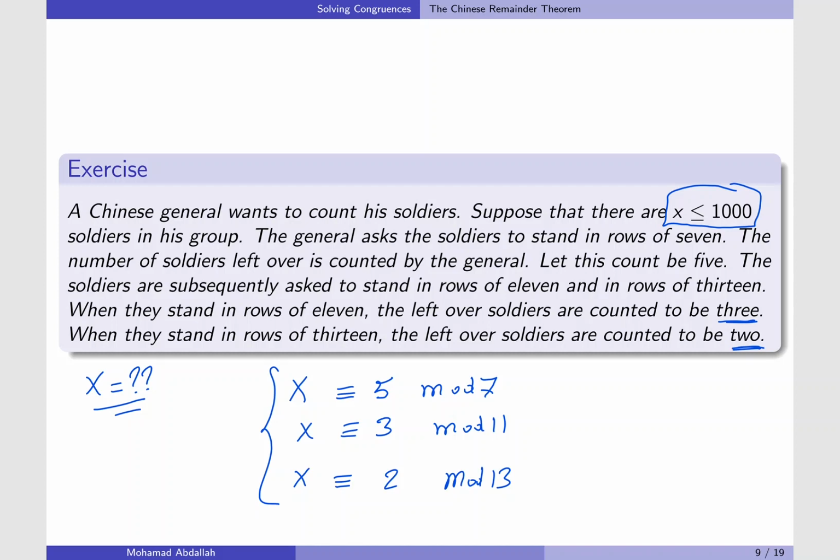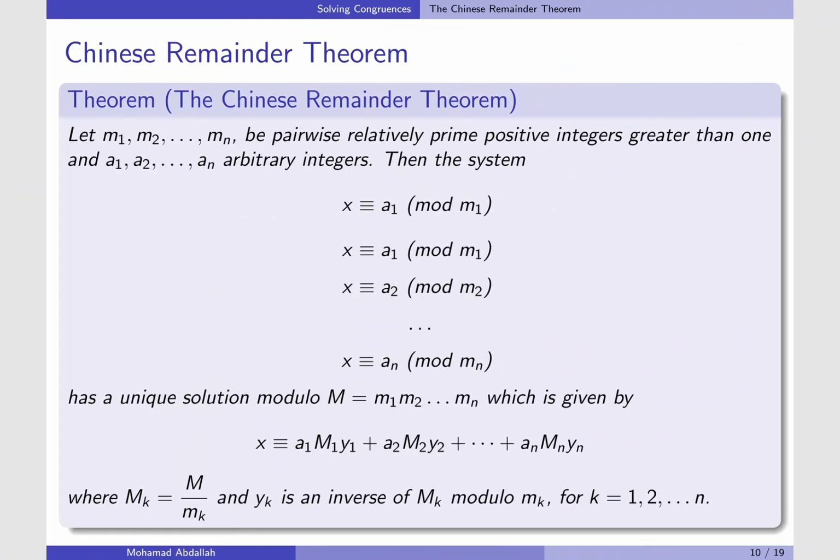It's kind of similar to a system of equations. So you need to find X that will make all these equations, sorry, all these congruences, true at the same time. We state the Chinese remainder theorem. Suppose that you have a system of congruences. One thing we require here is that for this to work, we require that m1 through mn be pairwise relatively prime.